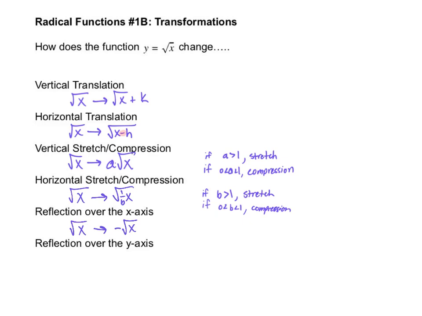So then reflection over the y-axis, again, the y-axis is vertical, so you can think of reflecting over that like a horizontal movement. So that's where the square root of x turns into the square root of negative x, where the square root is on the inside.